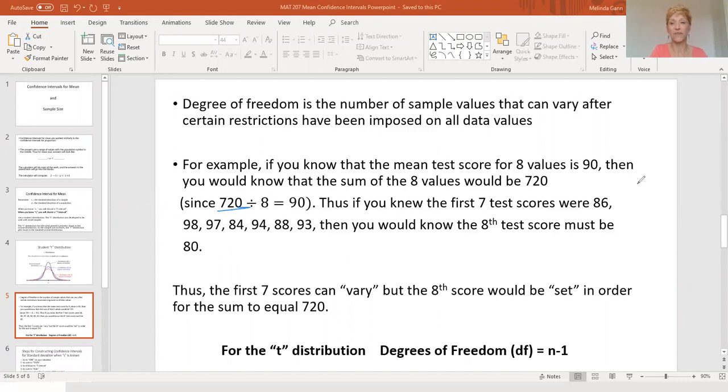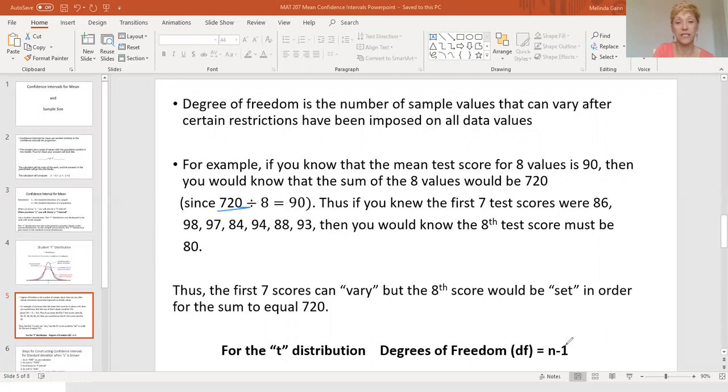So the first 7 numbers can vary. You might have an 80, 100, a 60. You might make a bonus and have 110. So the first 7 values could vary, but that 8th test grade would be whatever it took for the sum of all 8 to be 720. So that's an example of where your degree of freedom would be your sample size minus 1.